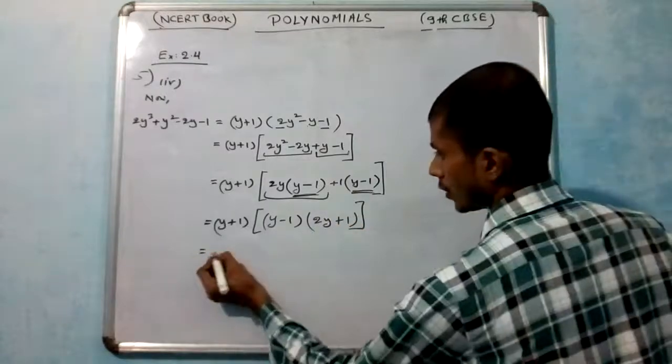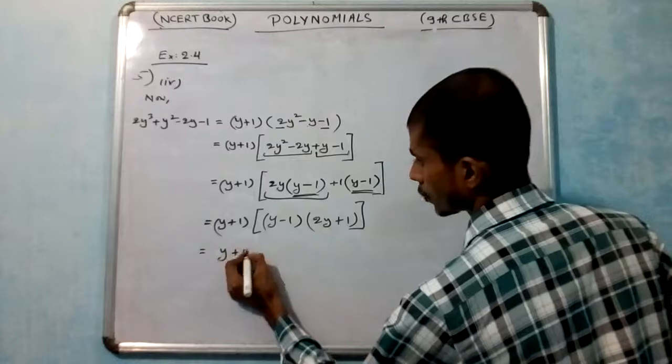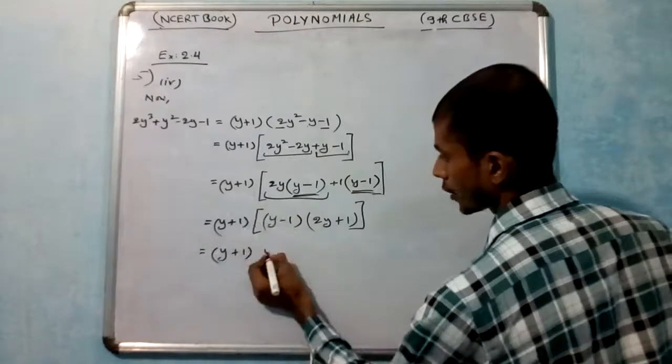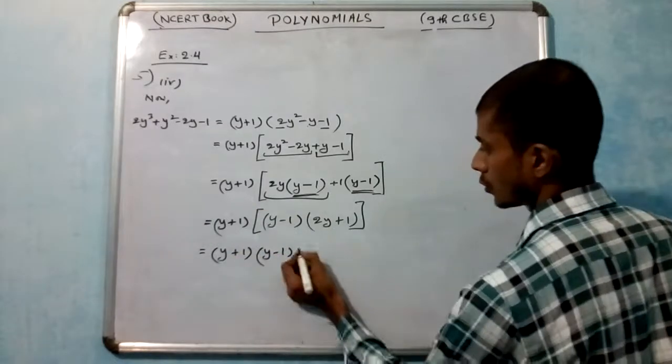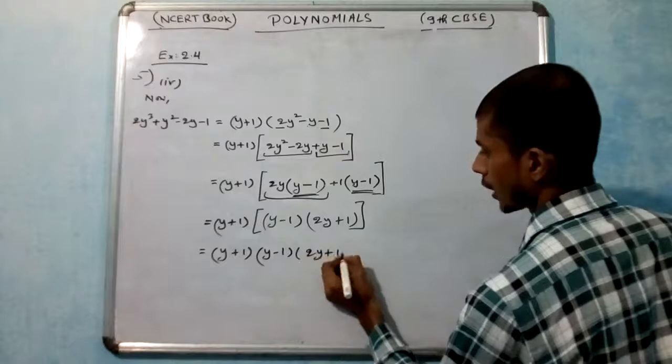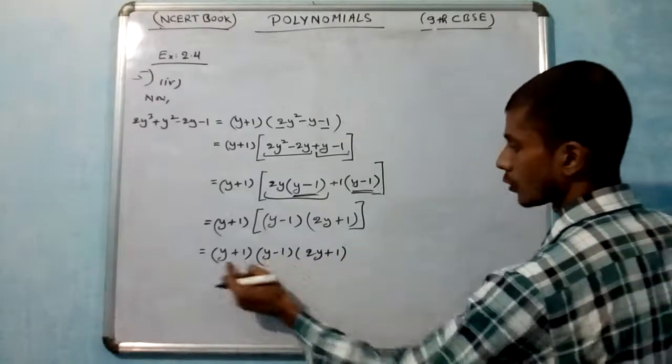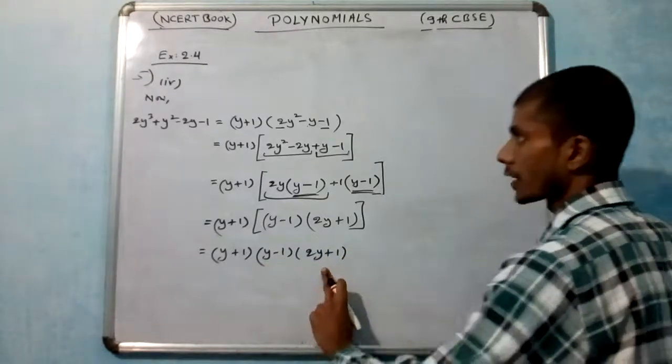Now we got the three linear terms: y plus 1 into y minus 1 into 2y plus 1. See, all have degree 1, so all are linear polynomials. So finally we factorized.